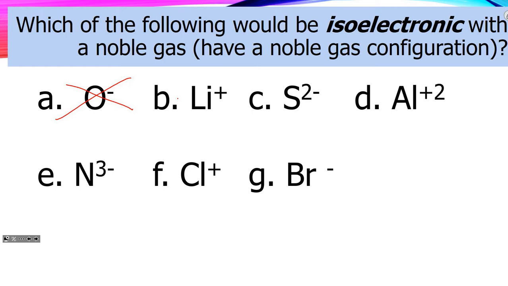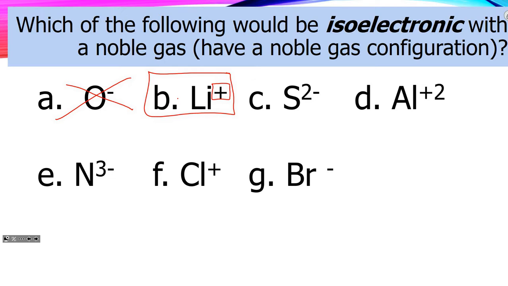Okay. Find lithium. It's in the S. Okay, how many does it need to give away or gain to become a noble gas? Give away 1. Since it's giving away 1, what charge will it be? Positive 1, which this is. So this is isoelectronic with a noble gas.